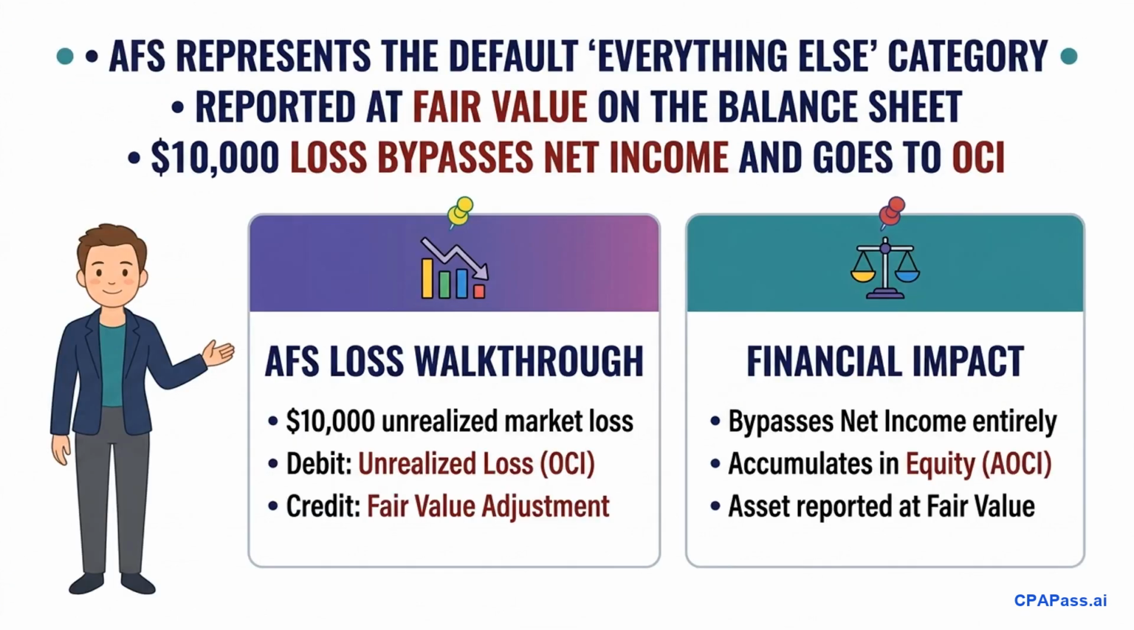Next, let's look at the alternative path, available for sale, or AFS, debt securities. If our $10,000 loss occurs on an AFS security, the balance sheet presentation is identical. It is reported at fair value. However, the income statement impact is completely different. Instead of hitting net income, we debit unrealized loss in other comprehensive income, or OCI. This bypasses the income statement entirely, accumulating within equity on the balance sheet. This crucial difference prevents short-term market volatility from distorting operating results when management has not yet committed to selling the debt security.